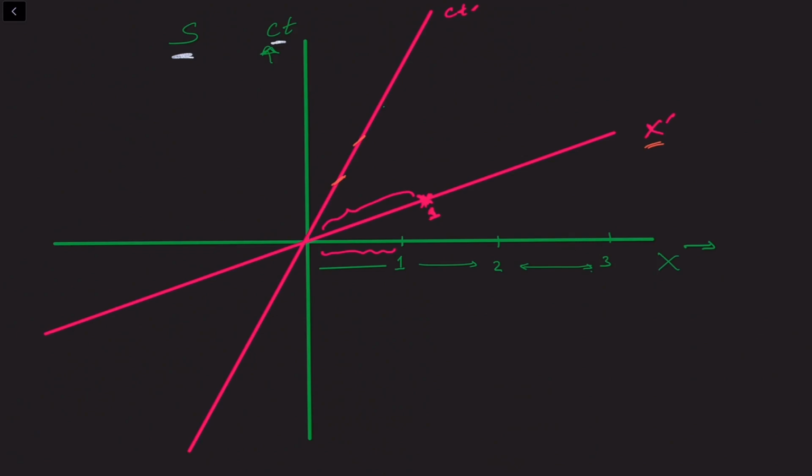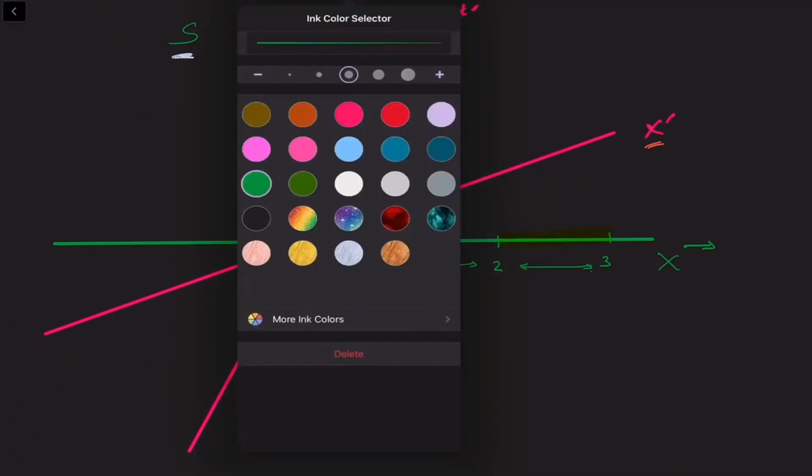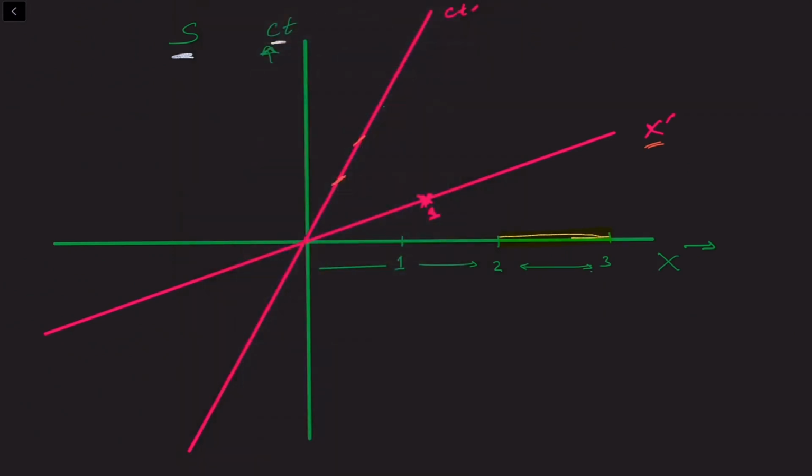Okay, so now let's imagine that we have a rod placed with two endpoints, let's say placed over here between the endpoints 2 and 3. Let me just draw that again. So let's suppose that we have a rod placed over here, and this rod is at rest in the frame S.